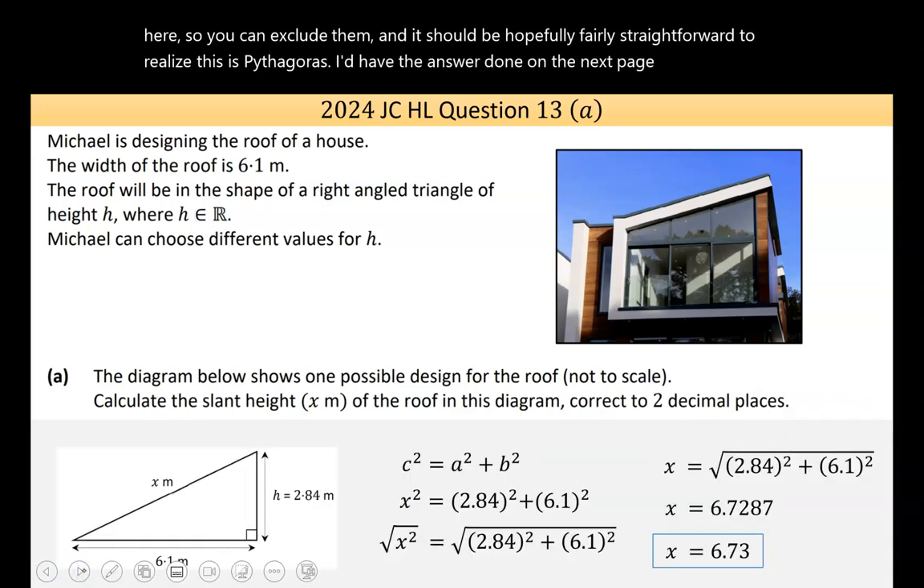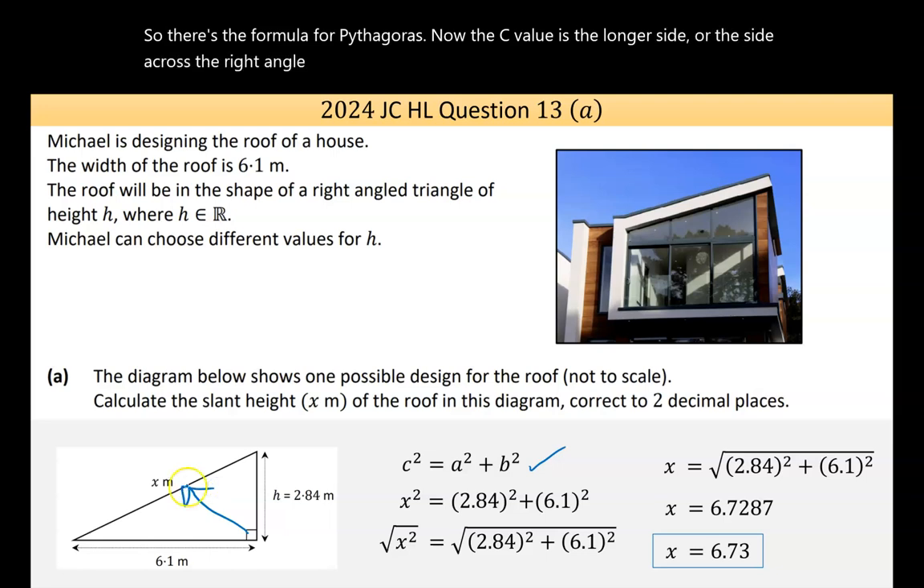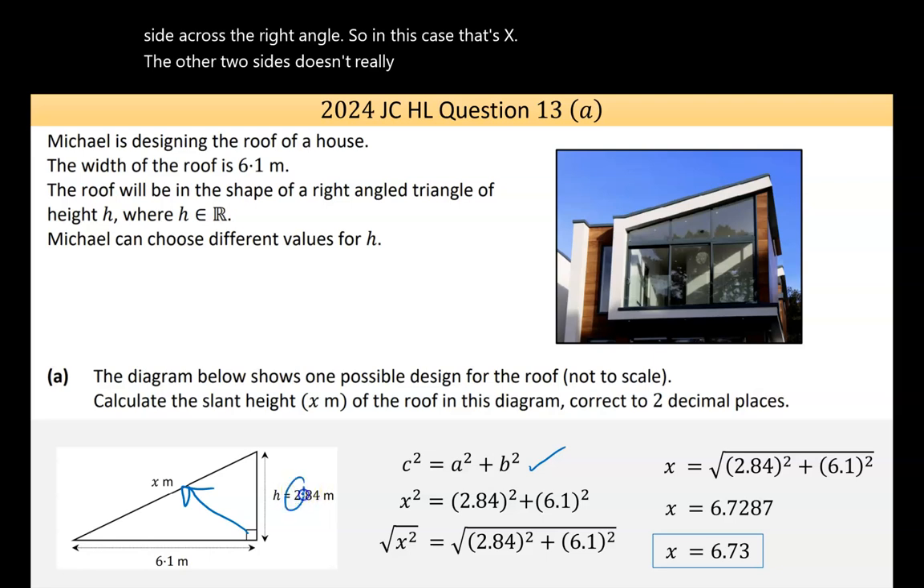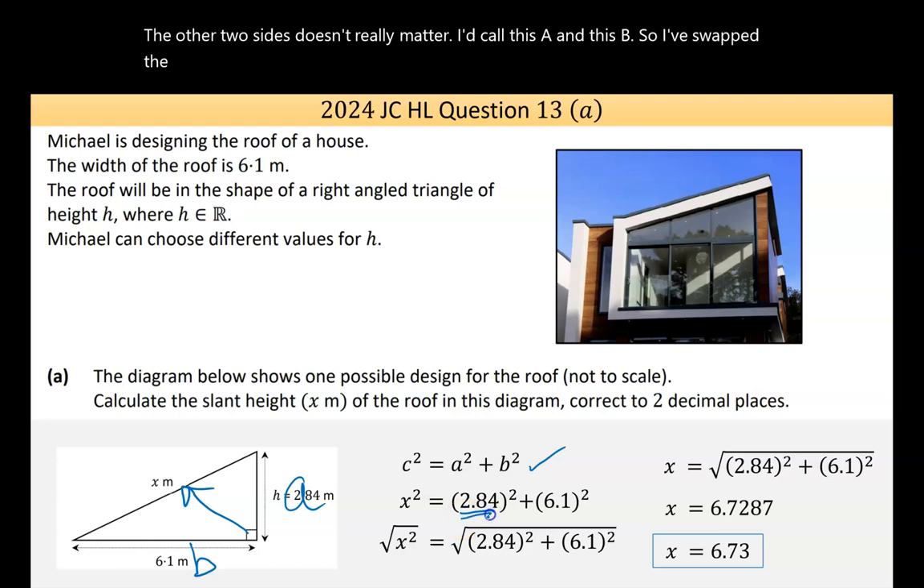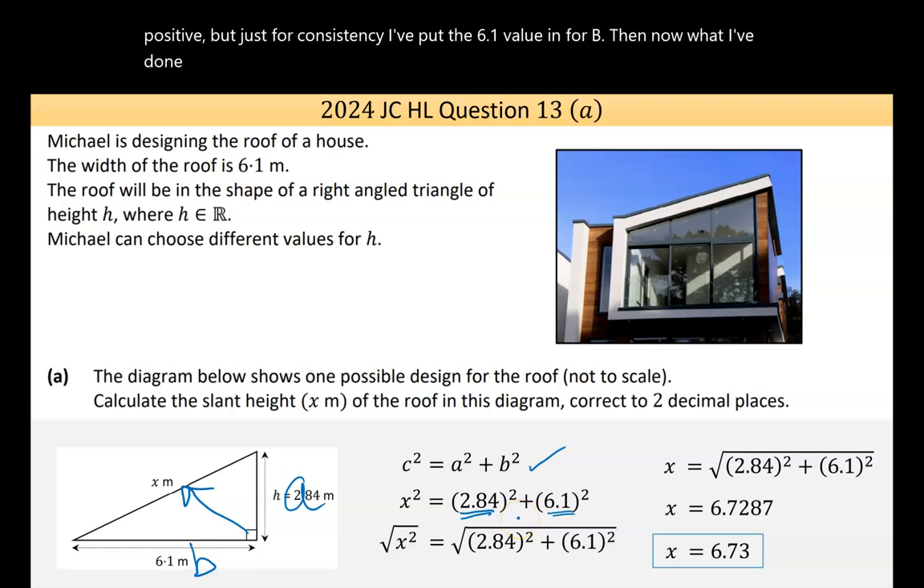Okay, so there's the formula for Pythagoras. Now the C value is the longest side, or the side across from the right angle. So in this case, that's x. The other two sides don't really matter. I've called this A and this B. So I've swapped in the 2.84 instead of A in brackets. Now it doesn't really matter because it's positive, but just for consistency. I've put the 6.1 value in for B. Then what I've done here, instead of just going and working that out, I've said I'm going to leave that and do it in the calculator later on.